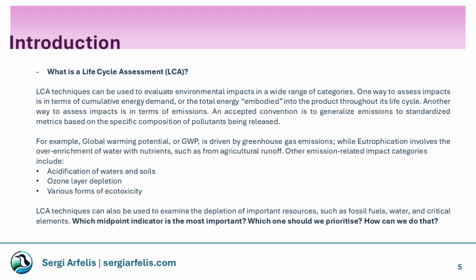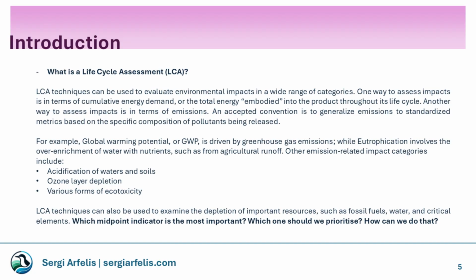One common way is to measure cumulative energy demand, which is the total energy used throughout a product's life cycle. Another important approach is to look at emissions. Emissions are often summarized using standardized metrics that reflect the specific pollutants released. For example, global warming potential, or GWP, is driven by greenhouse gas emissions. Eutrophication refers to the over-enrichment of water with nutrients, often from agricultural runoff. Other impact categories include acidification of water and soil, ozone layer depletion, and different types of ecotoxicity. LCA can also help us understand the depletion of important resources, such as fossil fuels, water, and critical minerals.